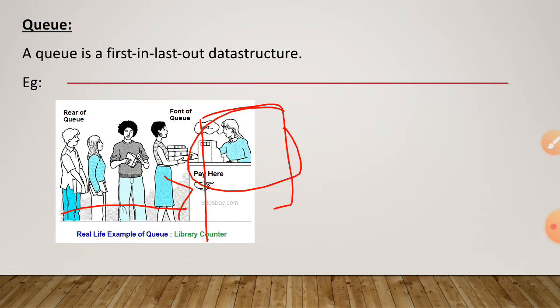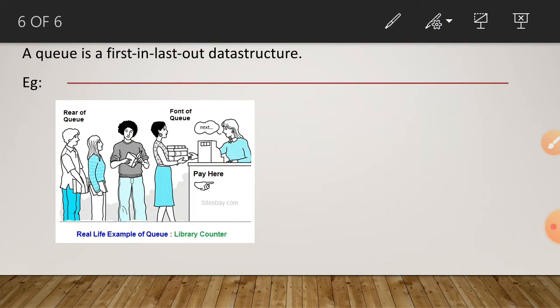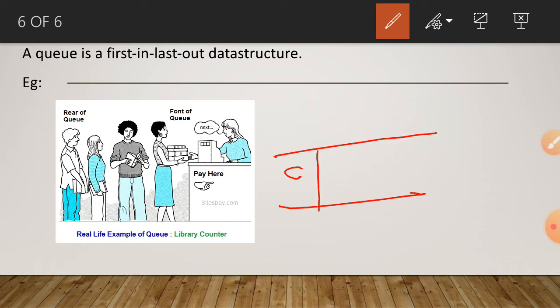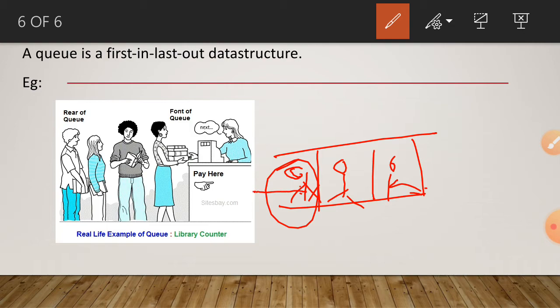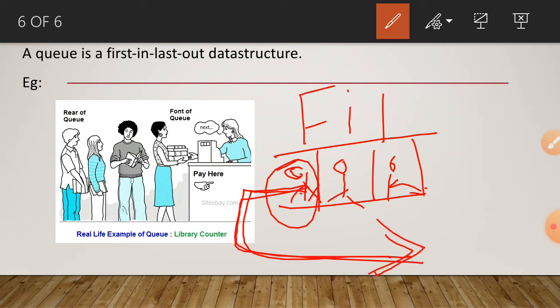This is a queue, which means the first person came here, behind that the second person came, and then the third person came. This is the first person. So the first person takes the ticket first and then goes out, that is first in first out, FIFO. Queue works in a FIFO manner.